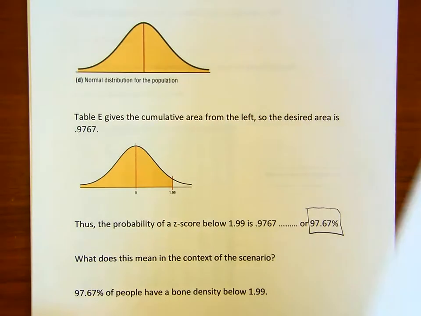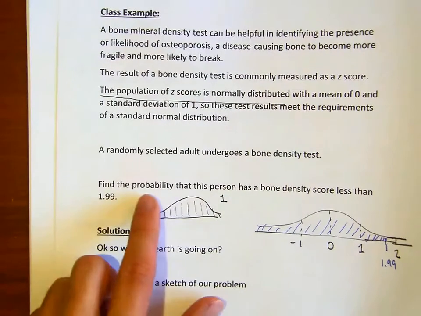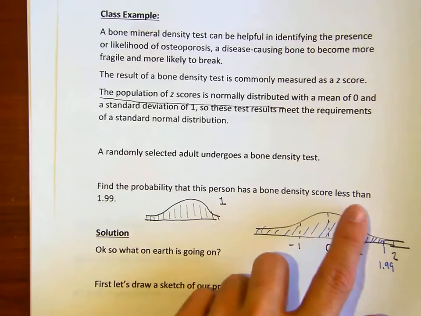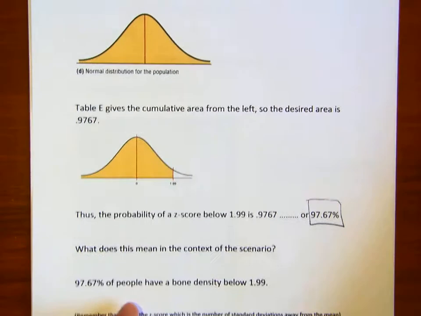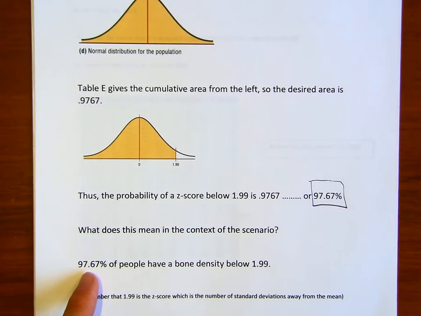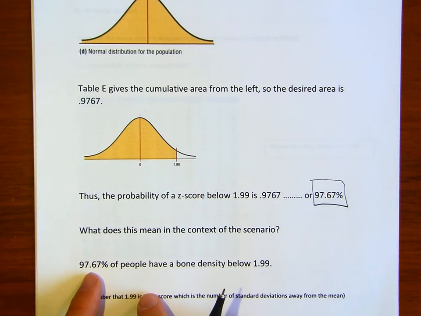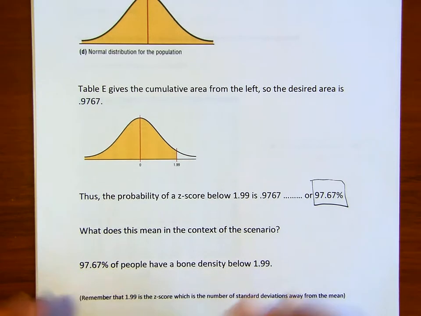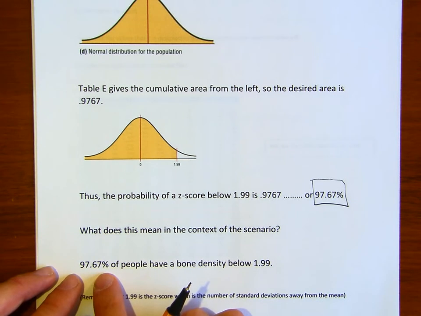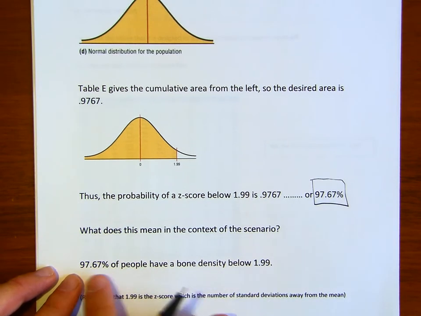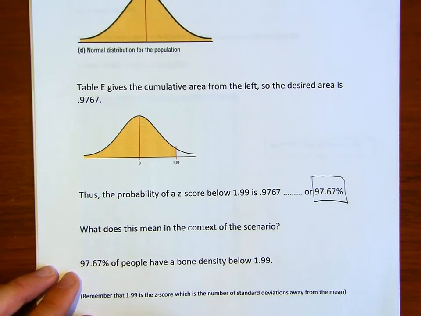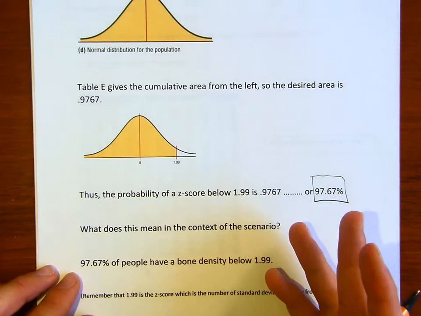If we read it again, find the probability that this person has a bone density score of less than 1.99. The chance of someone having that is 97.67% of people. I'm sorry. The chance of someone having this bone density below 1.99 is 97.67. Okay. And that's the idea of this lesson.